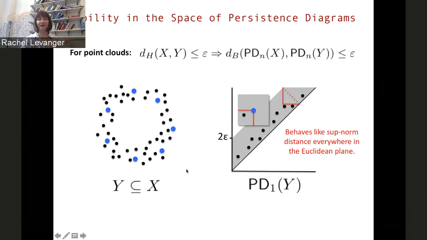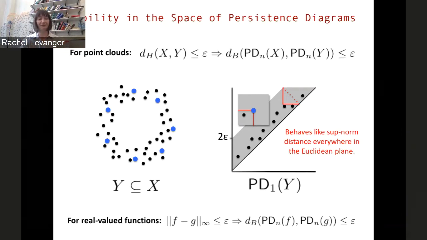So the true diagram might have had a point anywhere in this box. This is our bottleneck bound box, and then anywhere of radius 2 epsilon from the diagonal. So you can think of it as kind of creating a sup norm distance everywhere in the Euclidean plane. The same type of idea holds for real valued functions. So if you have 2 scalar fields, if their supremum norm, or their L infinity distance, is bounded above by epsilon, so will be the bottleneck distance of the corresponding persistence diagrams.